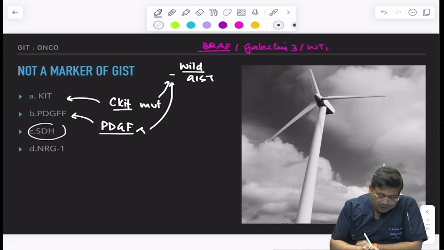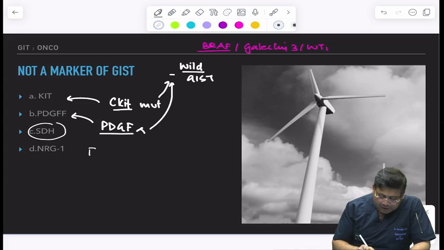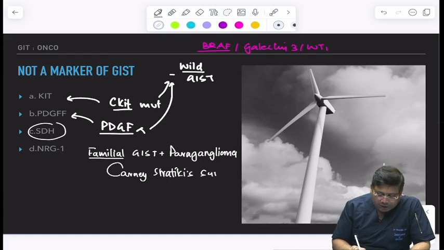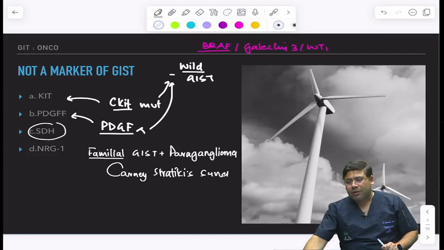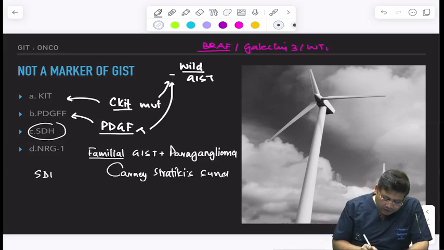Then what about succinyl dehydrogenase? This is associated with familial GIST. And when we talk about familial GIST plus paragangliomas, this condition is known as Carney-Stratakis syndrome. In Carney-Stratakis syndrome, SDH, succinyl dehydrogenase type B, is present. So this is also a marker.